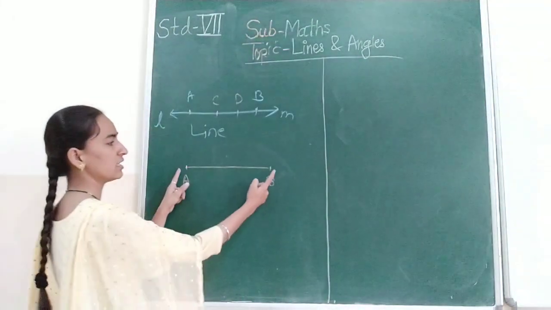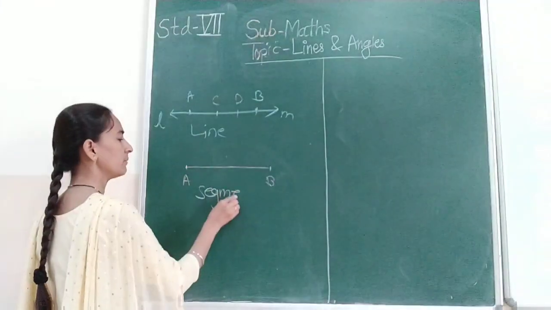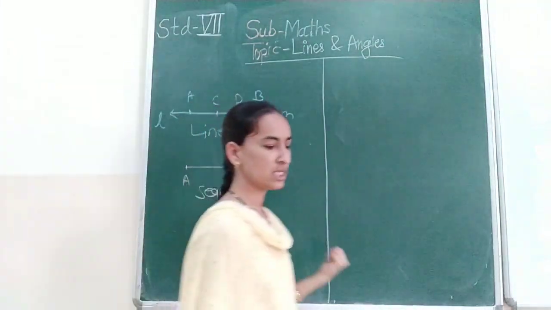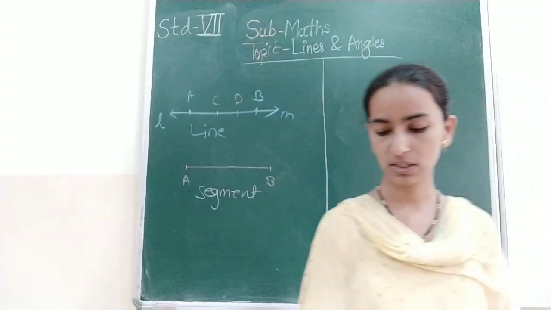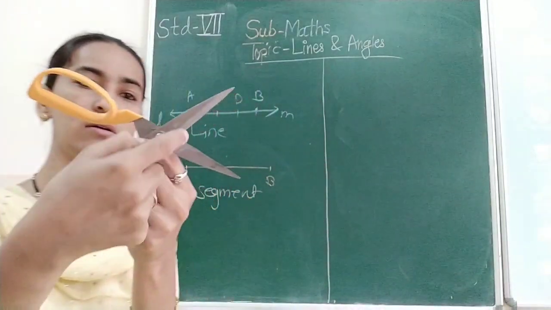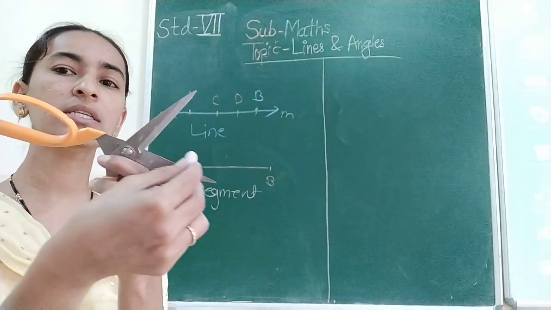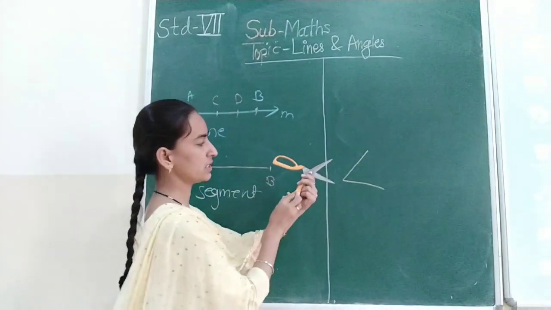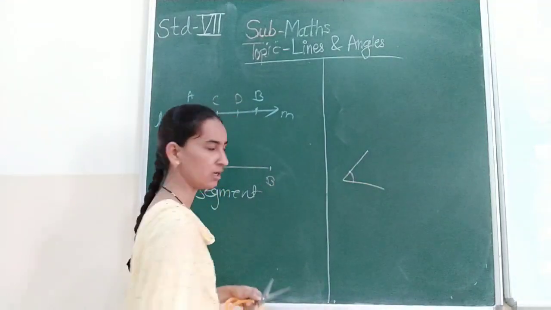But it has endpoints. This is called a segment. And what is an angle? Now see, this is a scissor. Here an angle is made. You can see this type of shape is there. Now this forms an angle.